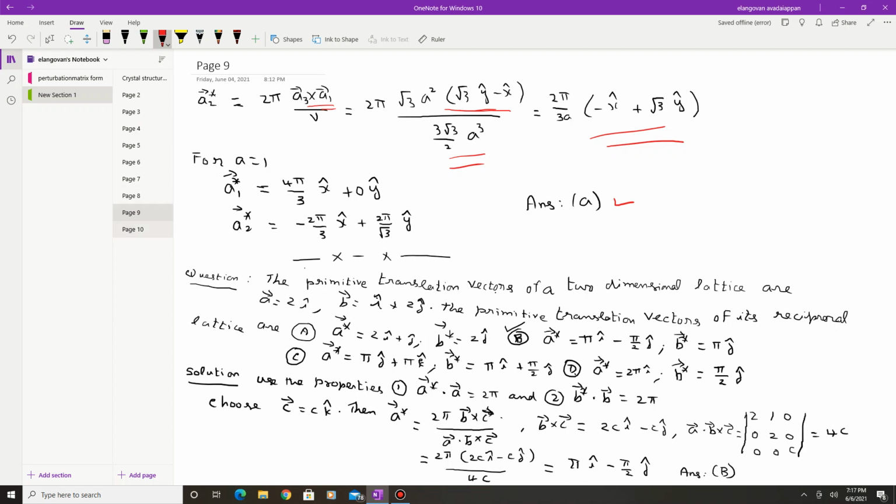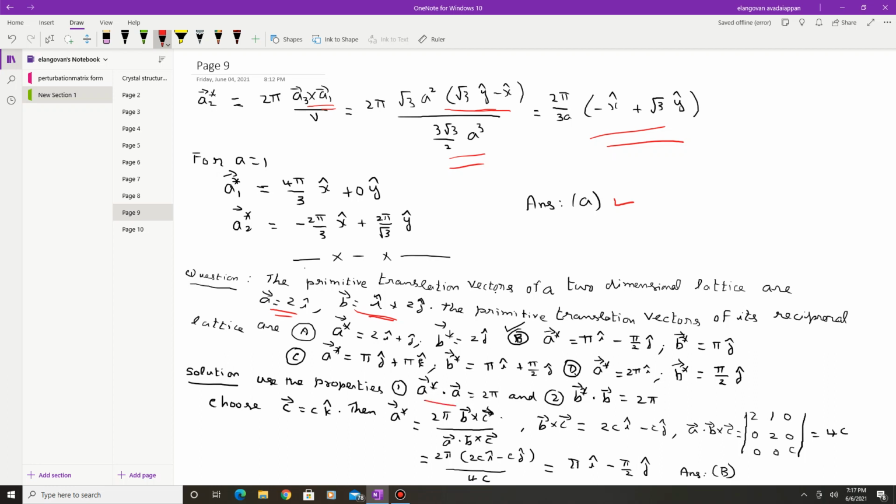Now we take the next question. The primitive lattice vectors of a two-dimensional lattice are given, a is given, b is also given. You are asked to find the primitive translation vectors of the reciprocal lattice. There are 4 options given. Now here you have to use this property.